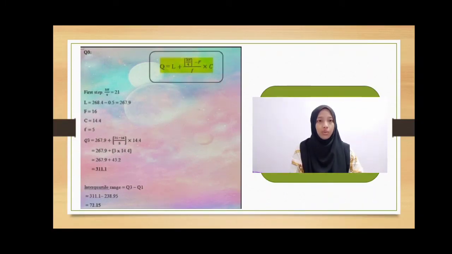To find the interquartile range, the formula is Q3 minus Q1. The value of Q3, 311.1, minus the value of Q1, 238.95. So the answer is 72.15.